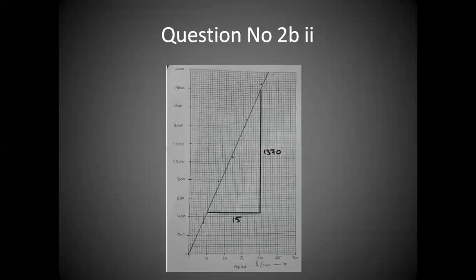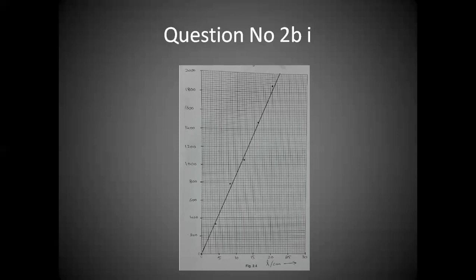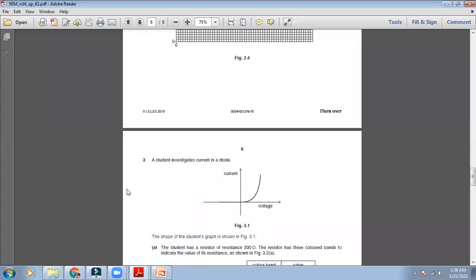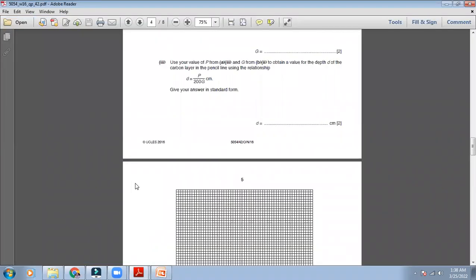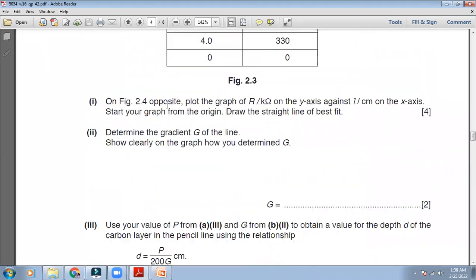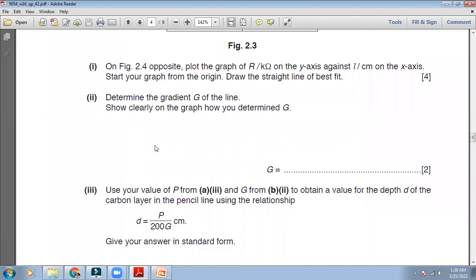So that was the question number 2B, first part. It was a 4-mark question. In the next question, he says, determine. Let me show you the next part. The next part is: determine the gradient G of the line. Show clearly on the graph how you determine the G.